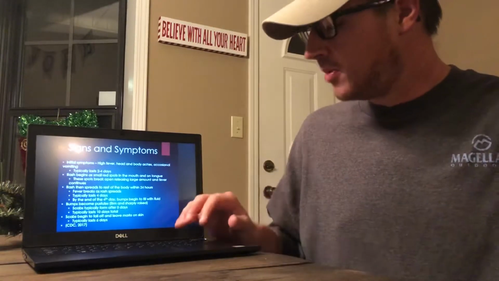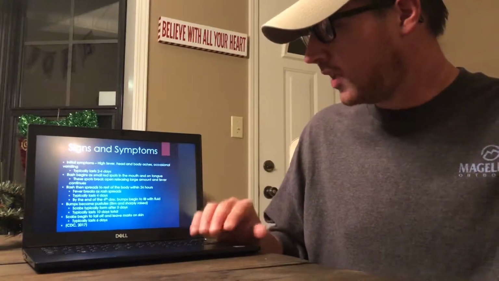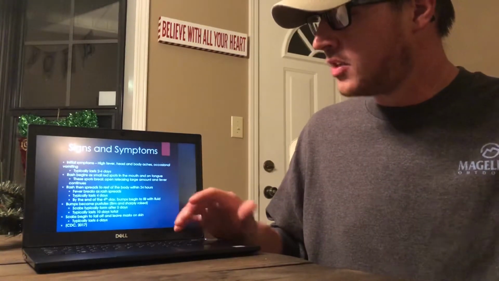Some general signs and symptoms of smallpox. Your initial symptoms will be high fever, head and body aches, and rare but occasional vomiting. These initial symptoms usually last 2 to 4 days. Then the rash will begin as small red spots in the mouth and on the tongue. These spots break open and can release large amounts of the virus, and your fever will continue. The rash then spreads to the rest of the body, typically within 24 hours, and as this rash spreads, the fever will start to break.